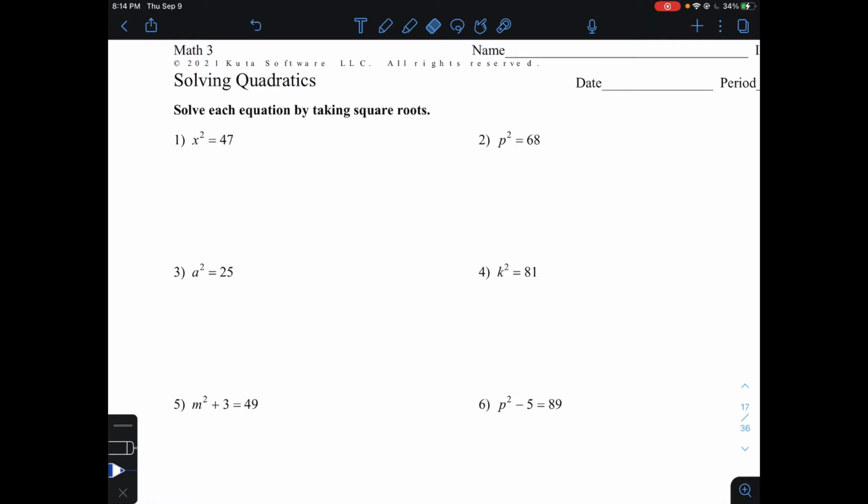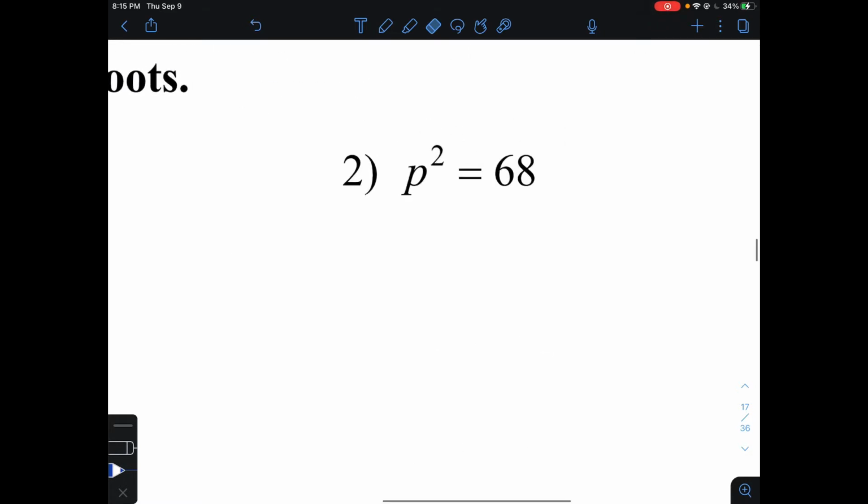Today's video I'm going to go over how to solve quadratics. There's three different good methods, in my opinion, to solving quadratics. Which method is best depends on what kind of quadratic you have. In my opinion, the easiest kind is when you have a variable squared but no linear term.